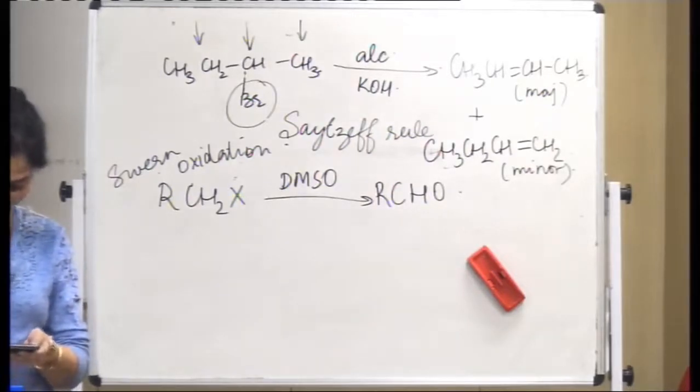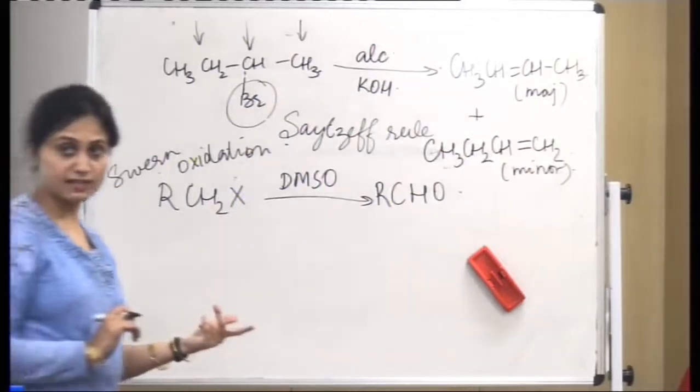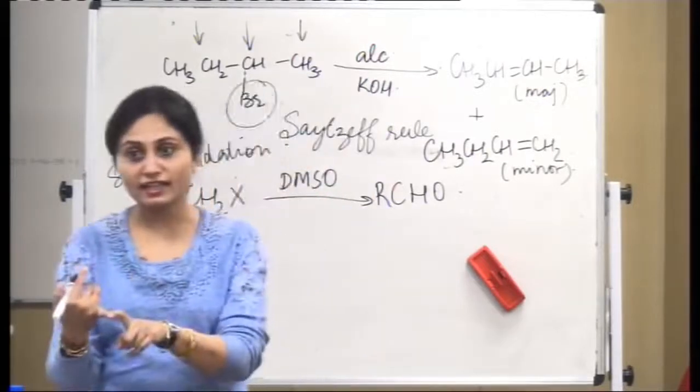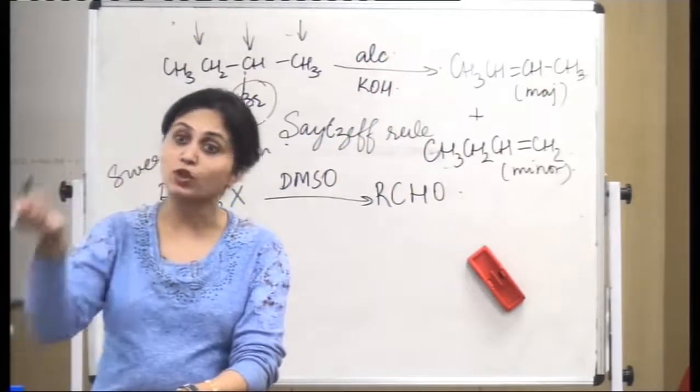Alkyl halides: you know what SN1 and SN2 reactions are, and we've done it in the last class, so I'm not taking it up again. You know, it is simply if it is a 1 degree alkyl halide, it will go SN2. If it is 3 degree, it will go SN1.